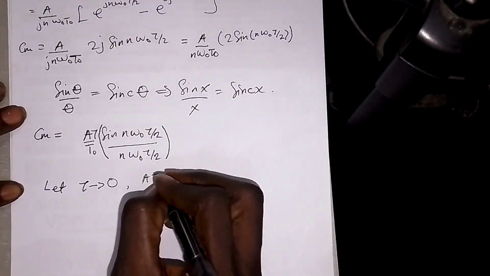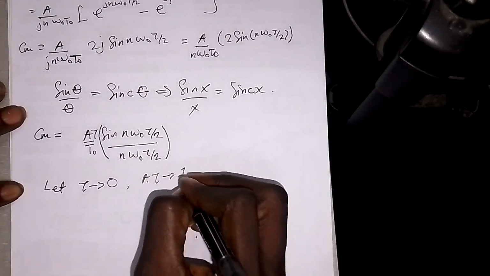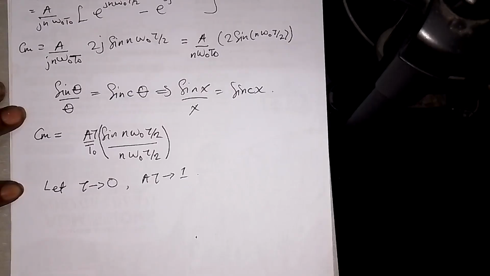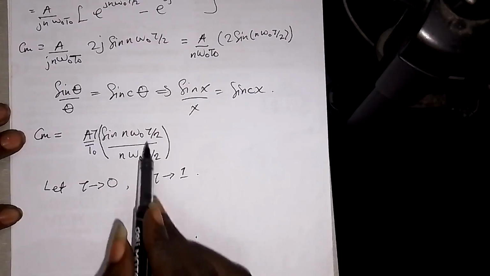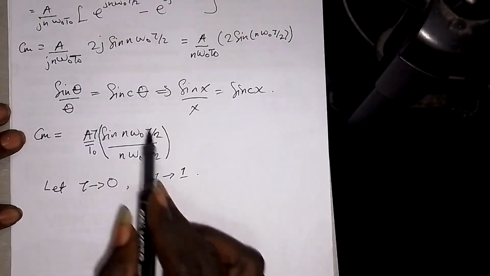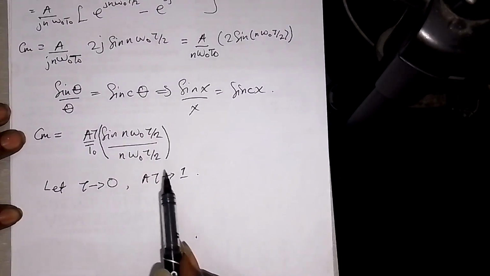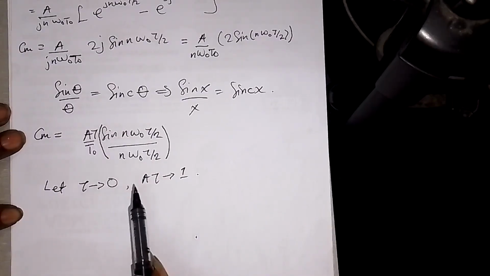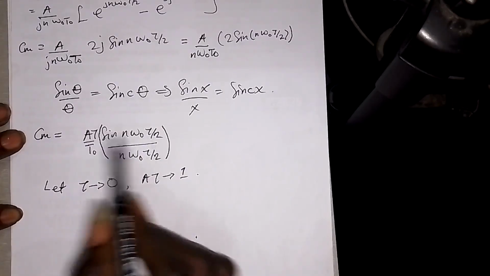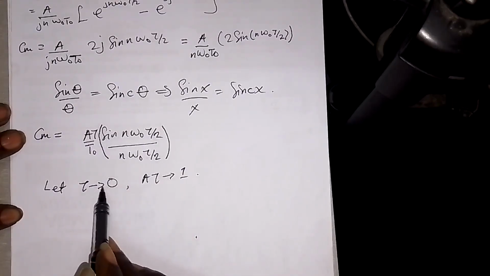Then tau will be approaching 0, let's say approaching 1 for the impulse train. If tau is approaching 0, then we're going to get sinc 0. And sinc 0 is 1, because we're seeing that tau is approaching 0.